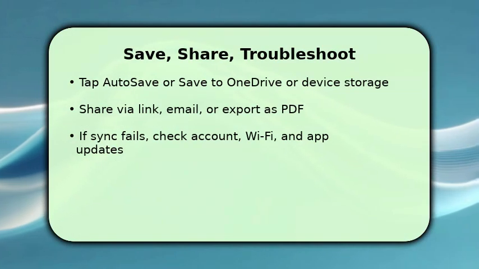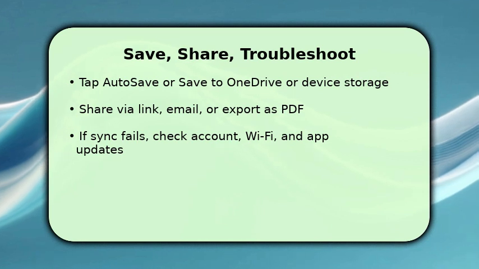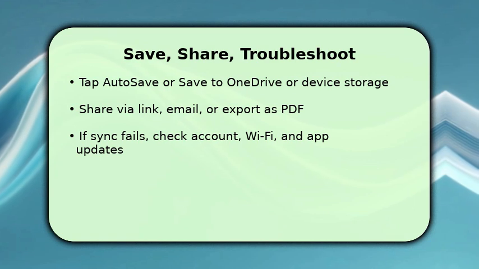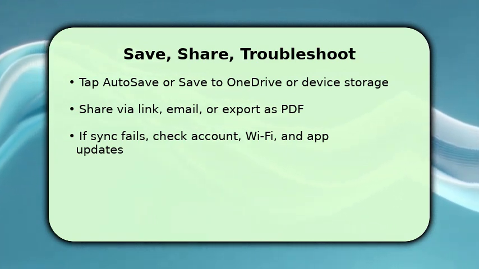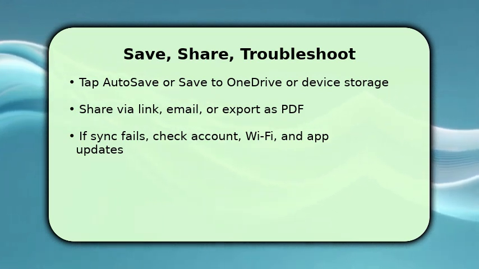You'll finalize and share the document now. Make sure autosave is turned on or manually tap Save to store the file on OneDrive or your device. Choose Export to save as PDF when needed. To collaborate, tap Share, set permissions, and send a link or attach the file to email. Recipients can edit with Office apps.